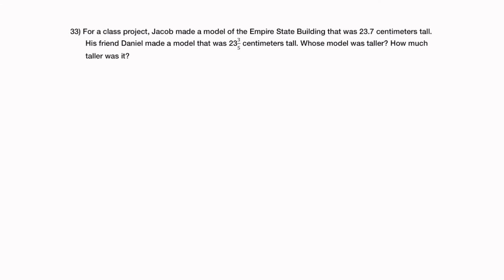For a class project, Jacob made a model of the Empire State Building that was 23.7 centimeters tall. Okay, so we have Jacob who makes the model of 23.7 centimeters. His friend Danielle made a model that was 23 upon 5 centimeters tall. Whose model was taller? So we need to find whose is taller and how much taller. Okay, so we don't just find which one is taller, but which one is taller by how much.